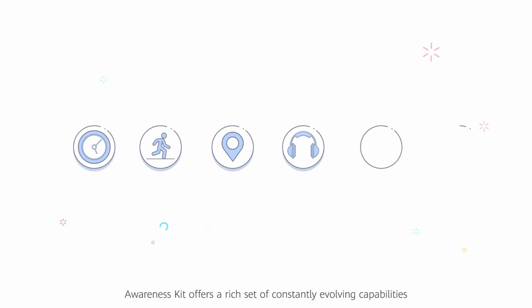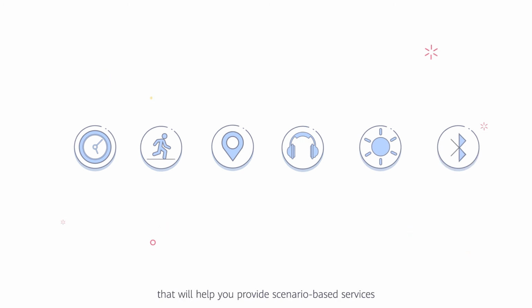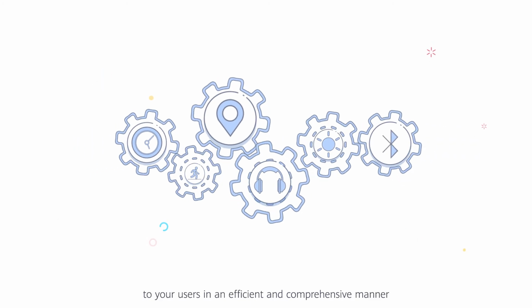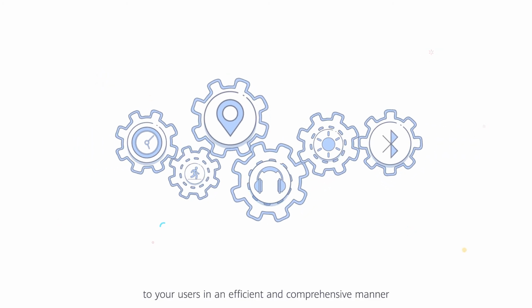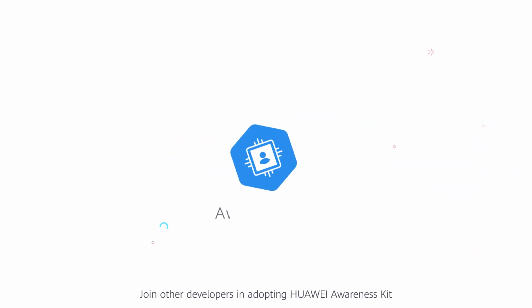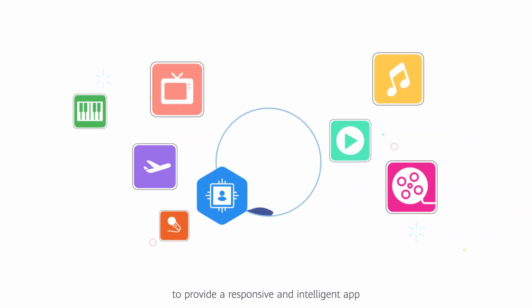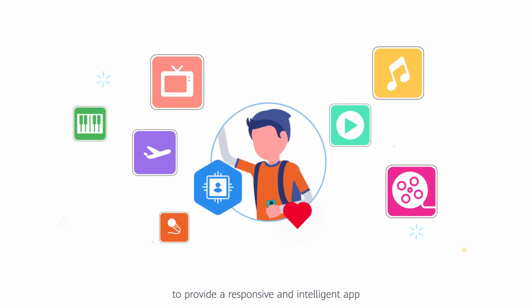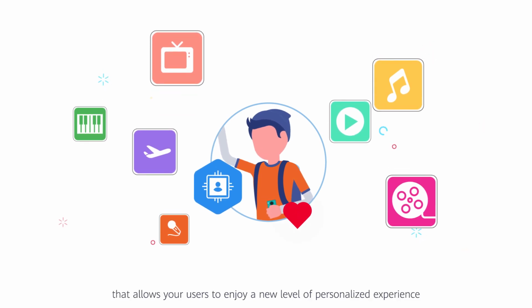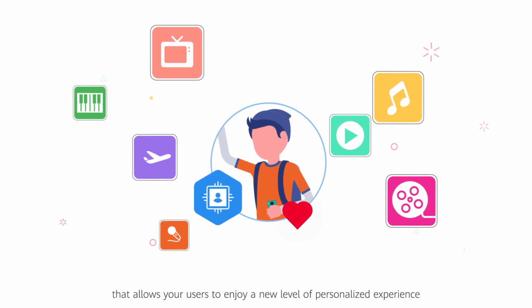Awareness Kit offers a rich set of constantly evolving capabilities that will help you provide scenario-based services to your users in an efficient and comprehensive manner. Join other developers in adopting HUAWEI Awareness Kit to provide a responsive and intelligent app that allows your users to enjoy a new level of personalized experience.